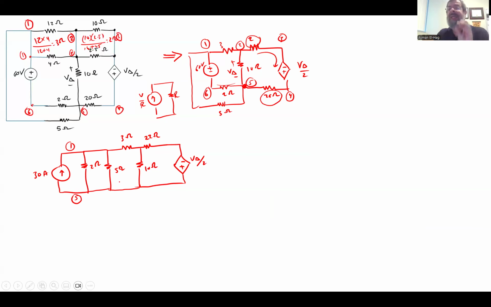Doing this is extremely important. This is, I would say, more than 50% of solving the problem, because now if the problem is like that, it becomes easy to deal with. Okay, so this is clearly nodal.